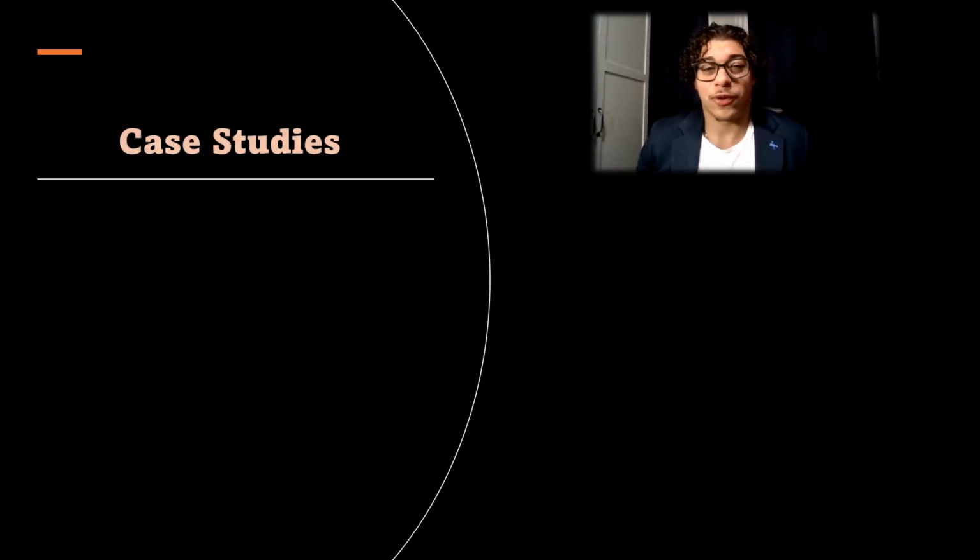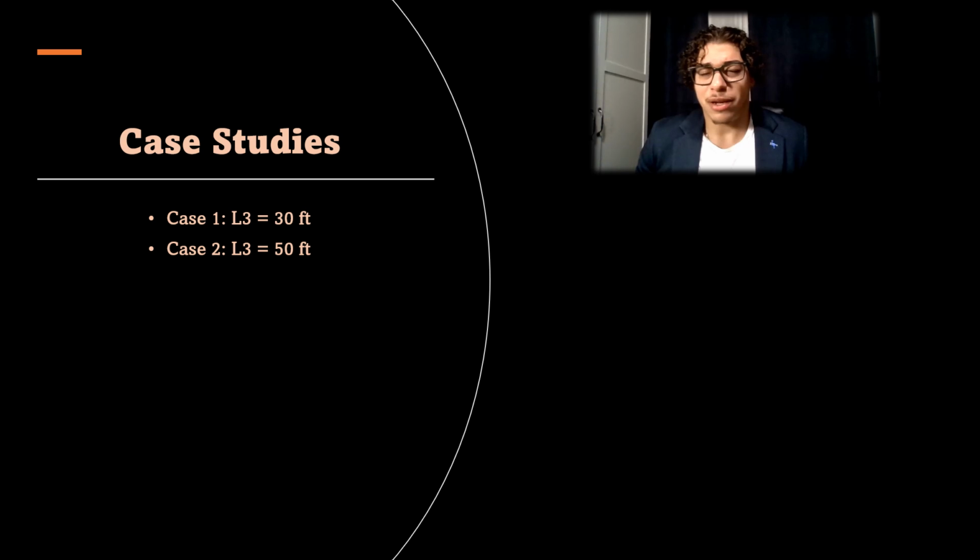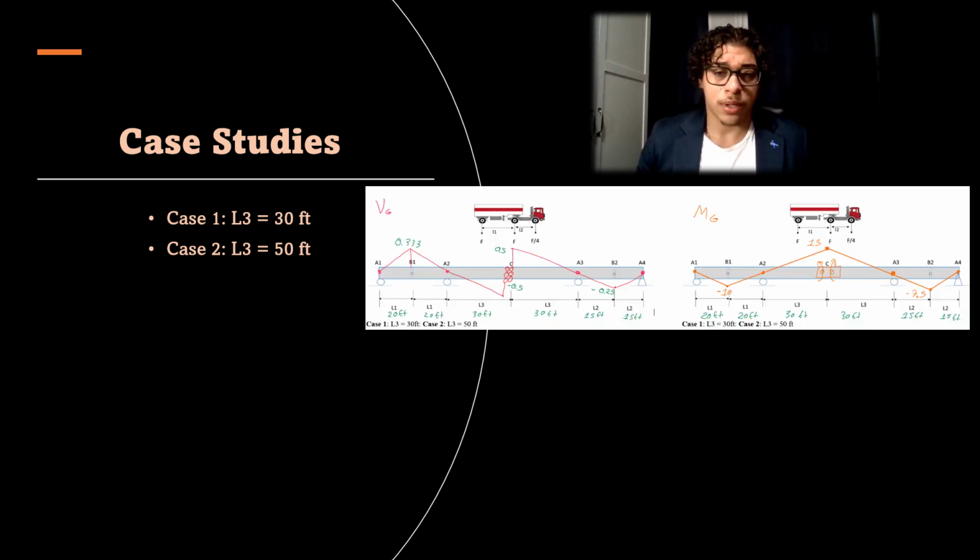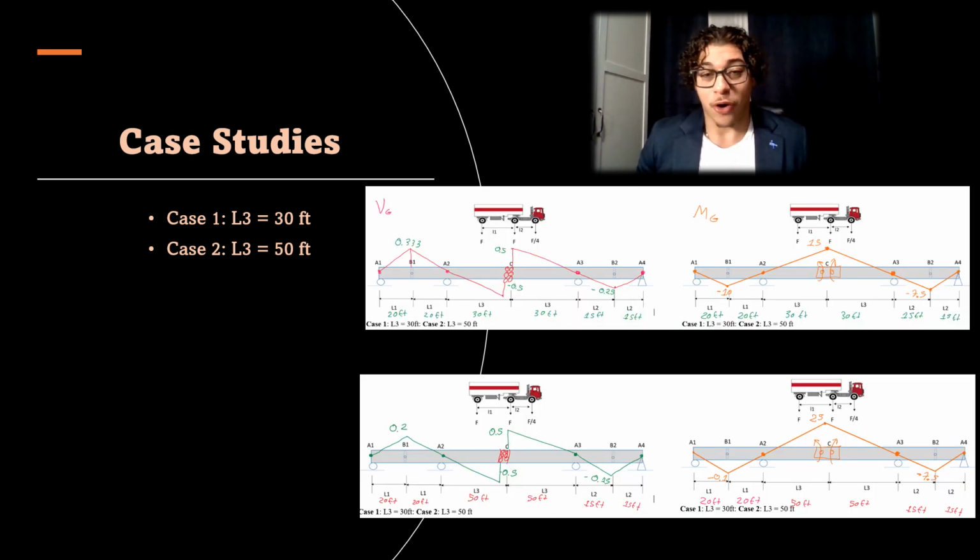The two cases were examined with different span lengths, including case 1, L3 equals 30 feet, and case 2, L3 equals 50 feet. It was mainly to see how the length of the span affects the shear force and bending moment at point C on the bridge. I also included beautifully drawn influence lines for each of the cases. Now let me get into how I came up with these influence lines and what methods and principles I used.